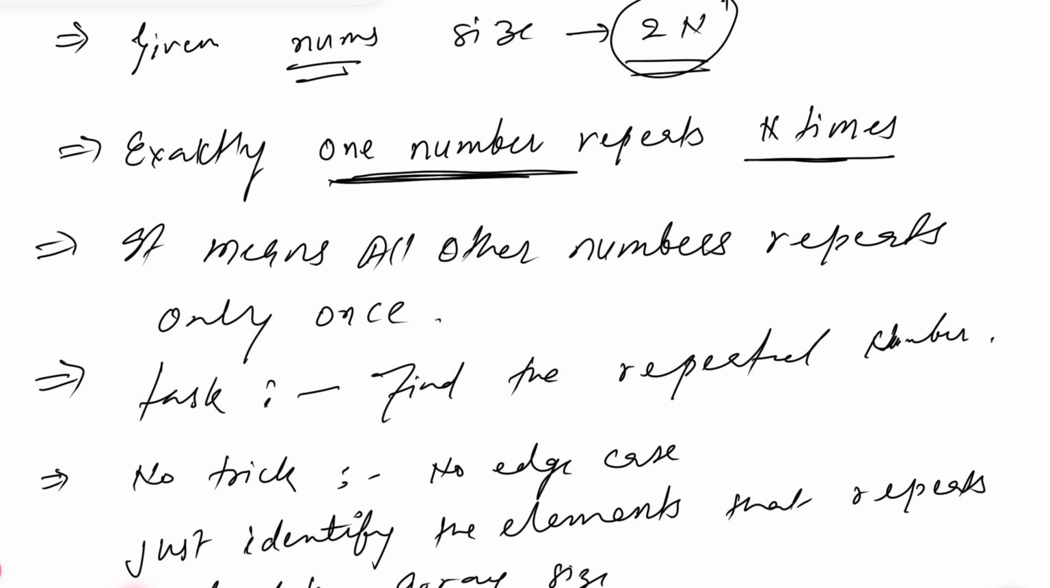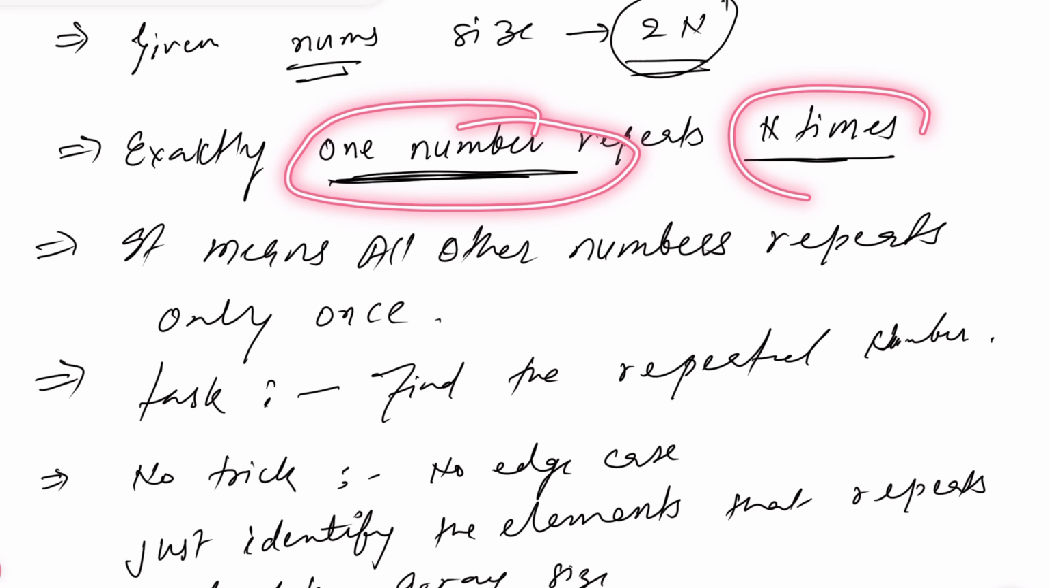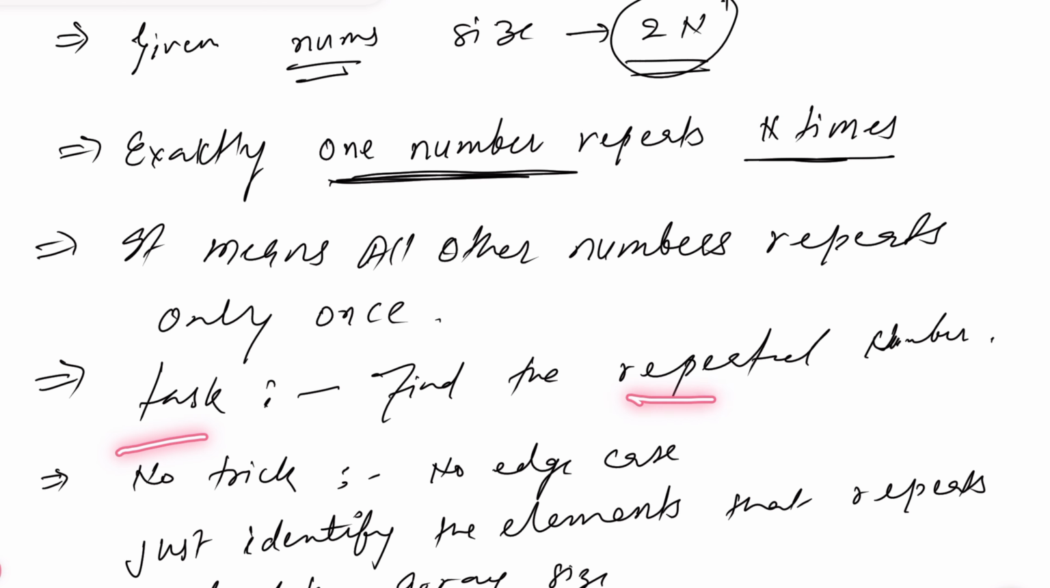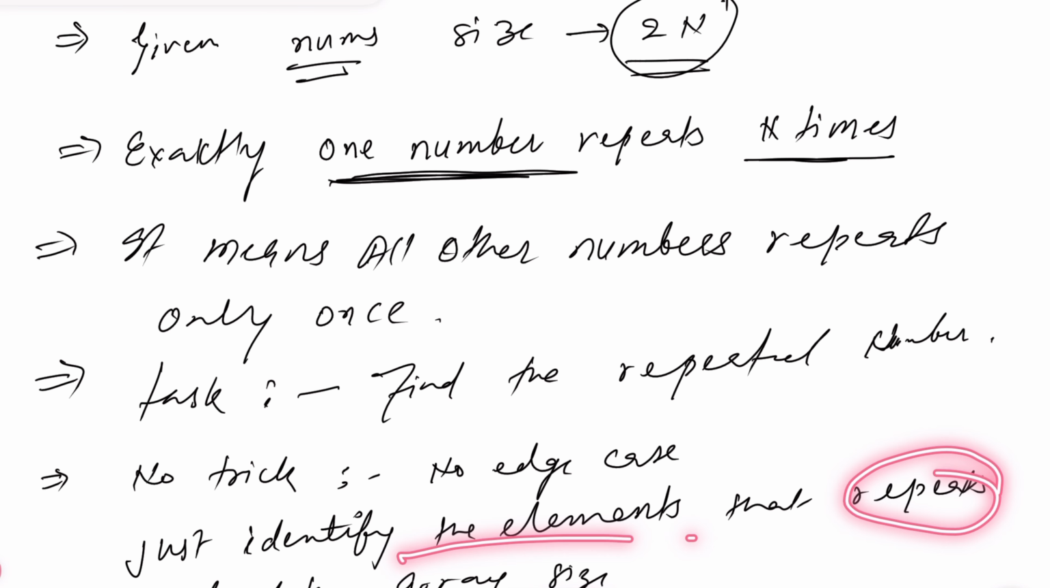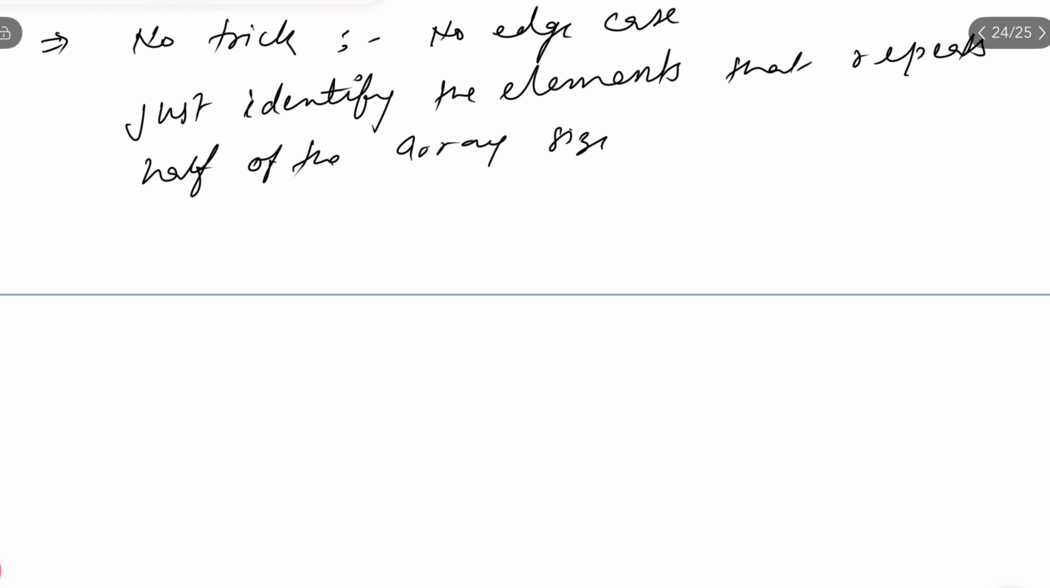If we are able to find the element whose count is half of the array size, it means we are good. So what the question is saying is that nums size is 2n, and there is one element that repeats n times, meaning half of the size. All the other numbers repeat only once. Our task is to find the repeated number. There is no trick, no edge cases, you just need to identify the element that repeats half the array size. Understand?